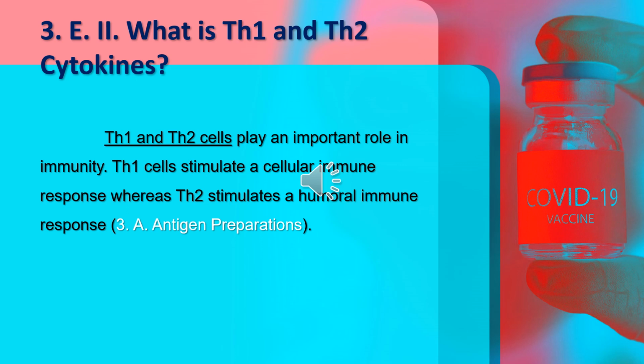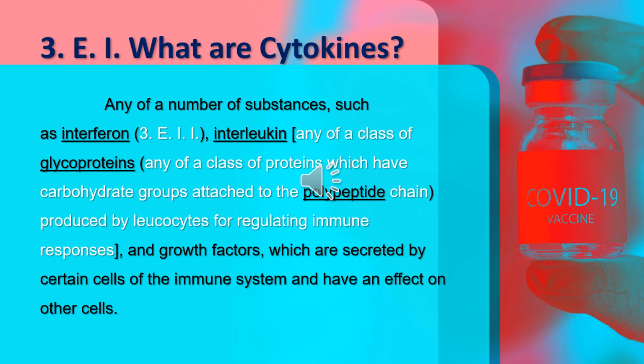What are Th1 and Th2 cytokines? The Th1 and Th2 cells play an important role in immunity. The Th1 cells stimulate a cellular immune response whereas Th2 stimulates a humoral immune response. What are cytokines? Any of a number of substances such as interferon, interleukin, glycoproteins, and growth factors which are secreted by certain cells of the immune system and have an effect on other cells.